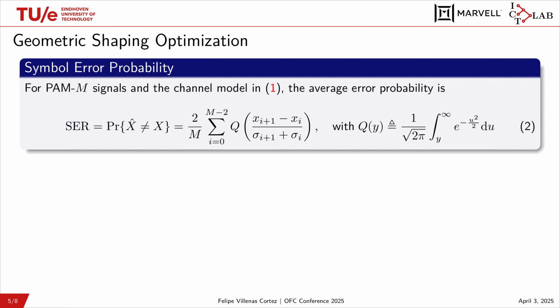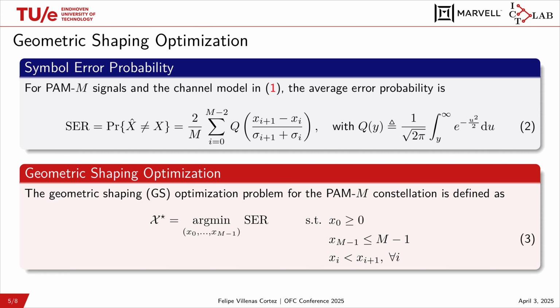So for the channel model from before, we can obtain the average error probability, which is given by the equation, which comes from using optimal thresholds for a system with unequal noise variance, which can be seen in the denominator of the Q function, where we have the summation of two different noise standard deviations. And we're going to use this function as the cost function for optimization of geometric shaping.